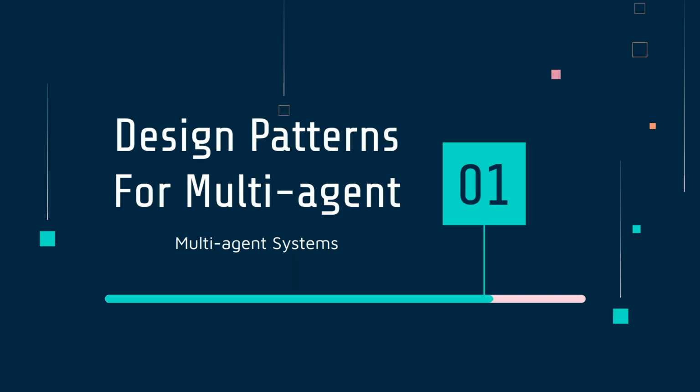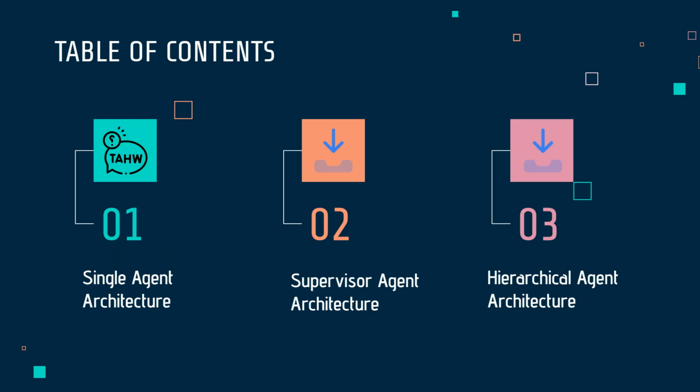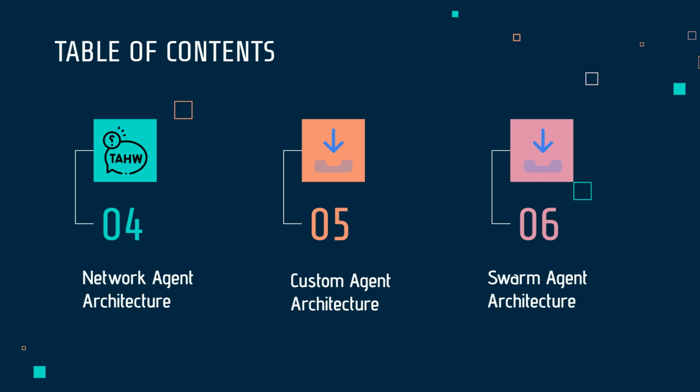So moving on to different design patterns or the architectures for multi-agent systems, right? So there are a couple of different architectures such as the simple agent architecture, the supervisor agent architecture, the hierarchical agent architecture, the network agent architecture, the custom agent architecture, and also the swarm agent architecture, right? So we're going to look into each of these in detail.